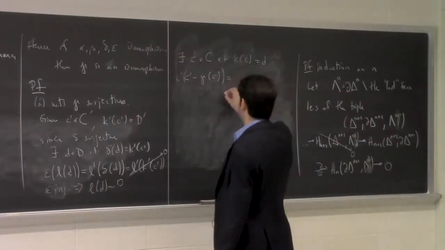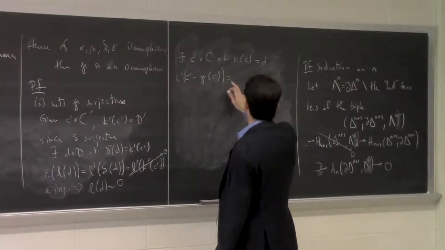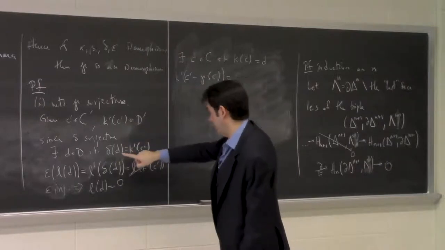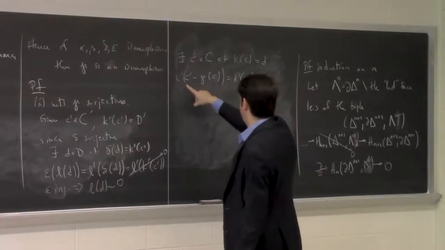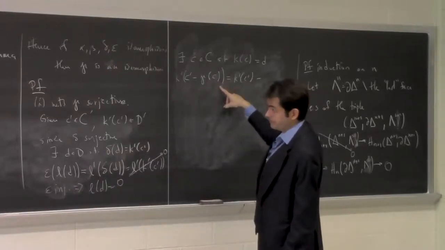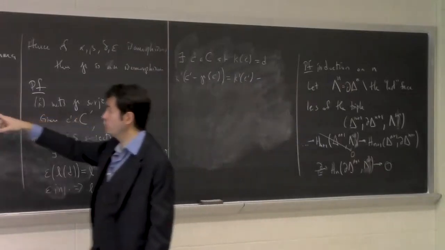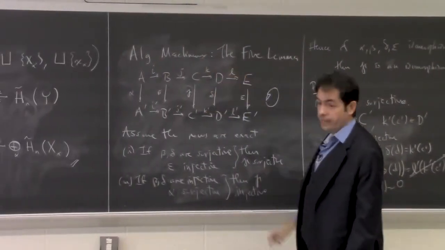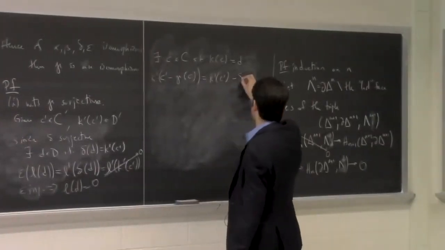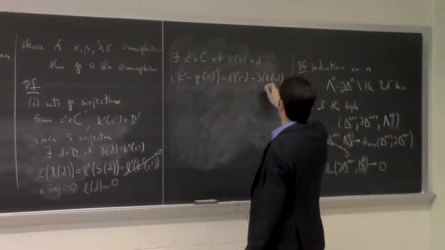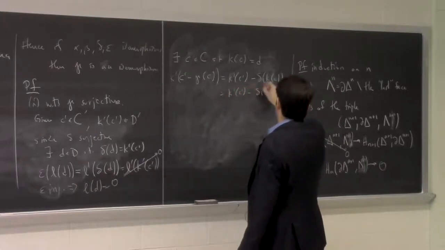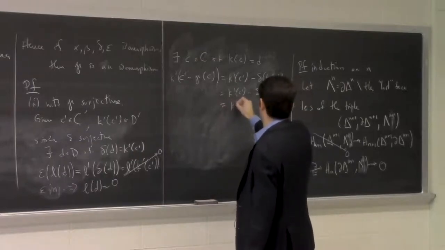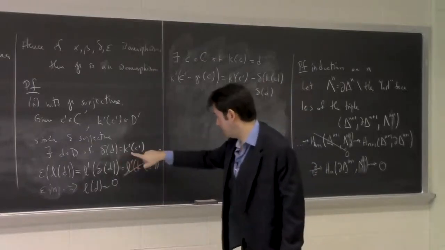Okay, so k prime of c prime was, oh, we didn't give it a name, so it's k prime of c prime minus k prime of gamma of c. But k prime of gamma of c, because this commutes, is the same as delta of k of c. Delta of k of c, but that's delta of d. And delta of d is k prime of c prime.